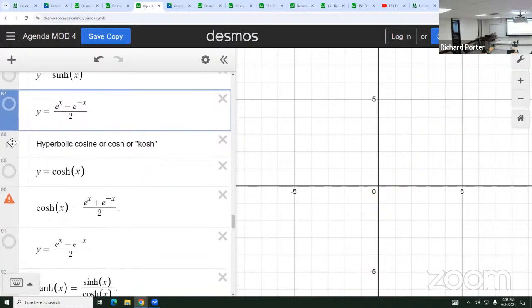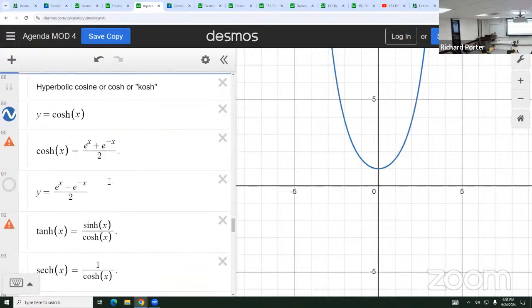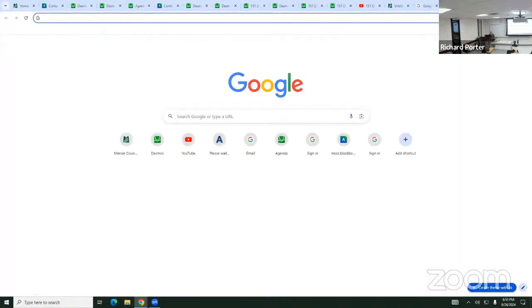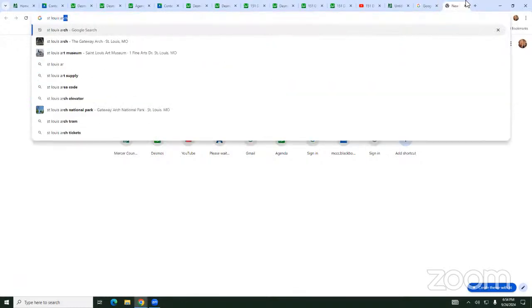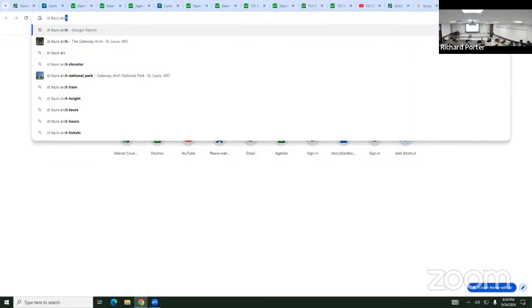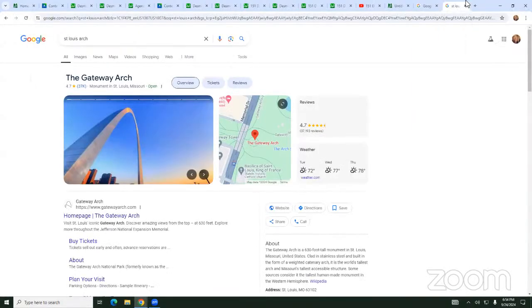The hyperbolic cosine looks like this. It's like a big old parabola. Has anyone ever heard of the St. Louis Arch? Have you really, Pamela? You've heard of it? Yes, I've definitely heard of it. You've been to it? No, not yet.